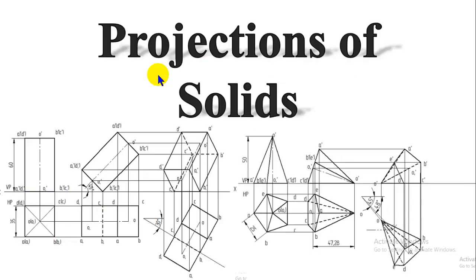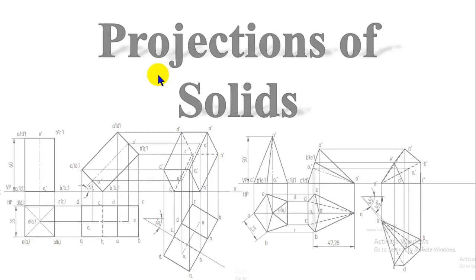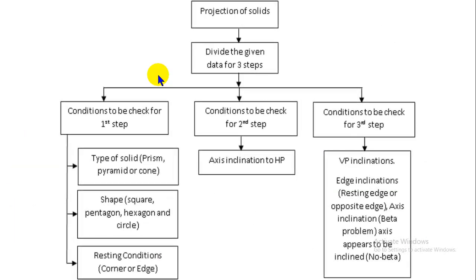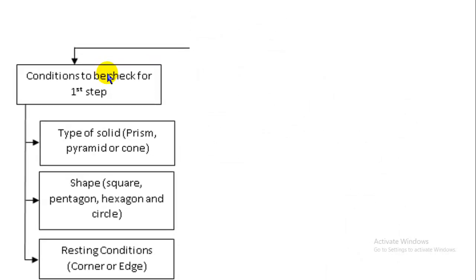In the projection of solids, same way here also I had made a tree to solve the problem. That is, we need to divide the data into three steps: first step, second step and third step. Let me discuss what things we need to check in the first step. In the first step we need to check the type of solid. This is the most important thing. This is a small thing, but if you make a minute mistake here, the entire 45 marks will be 0.